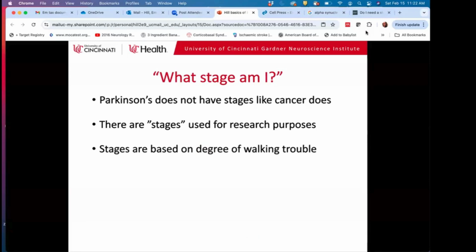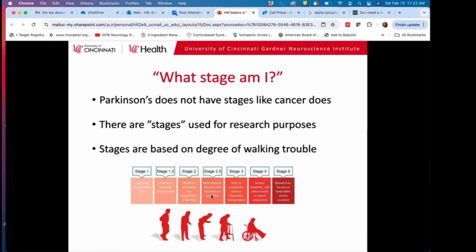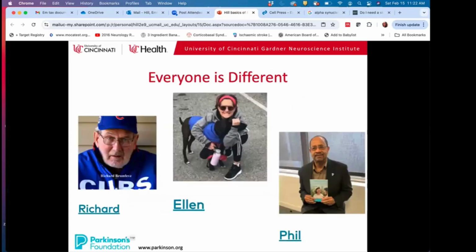If you Google stages of Parkinson's, you'll see the stages we use for research, which really just has to do with walking difficulty. Like, do you need a cane or a wheelchair? That's really the only stages we have. But we know Parkinson's is much more complex than that, so that's not really that useful. Technically this is what you'll find if you Google the stages. It's just how much walking trouble is there.